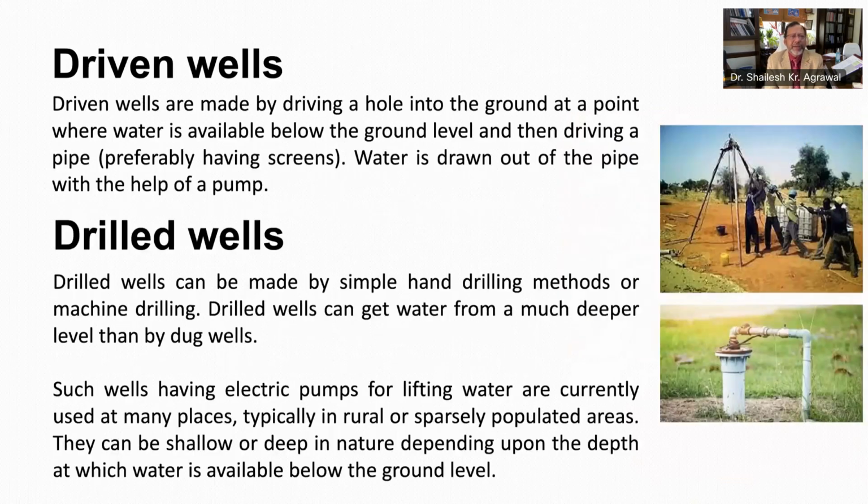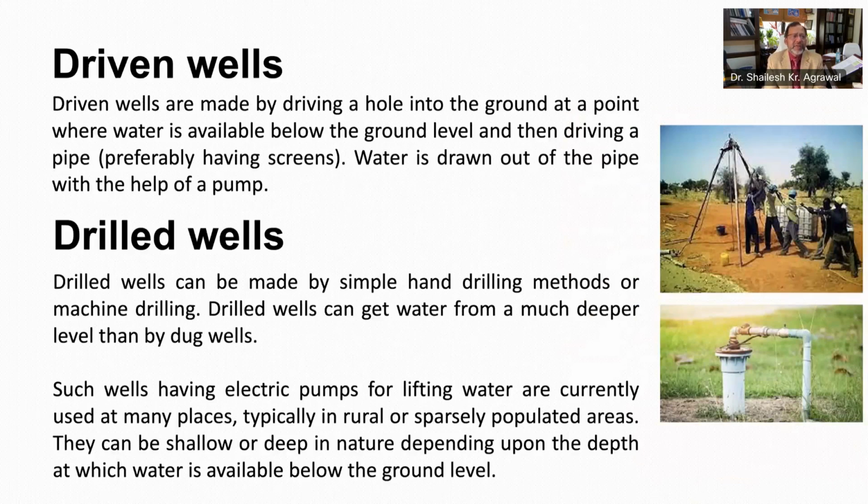Driven wells are made by driving a hole into the ground at a point where water is available below the ground level and then driving a pipe, preferably having screens. Water is drawn out of the pipe with the help of a pump.